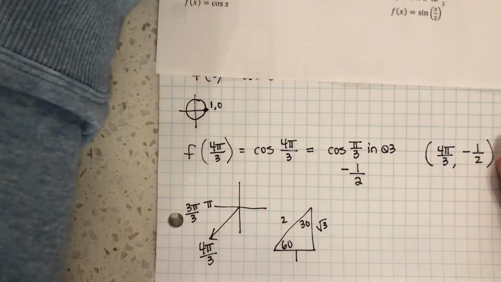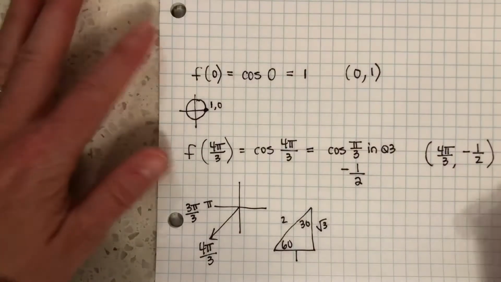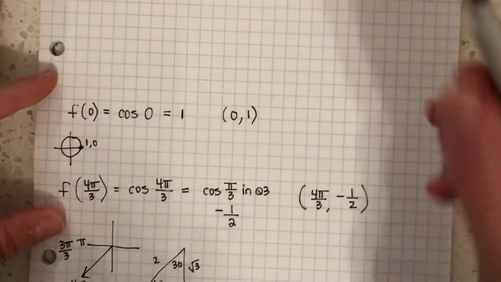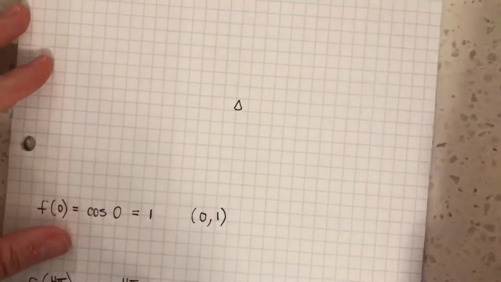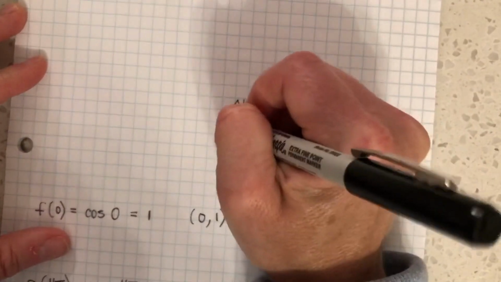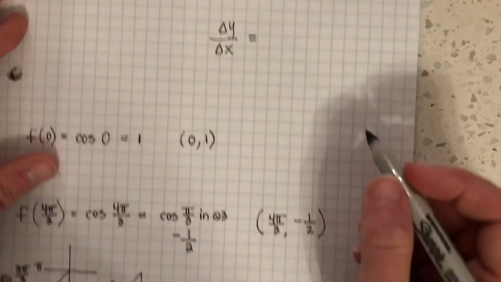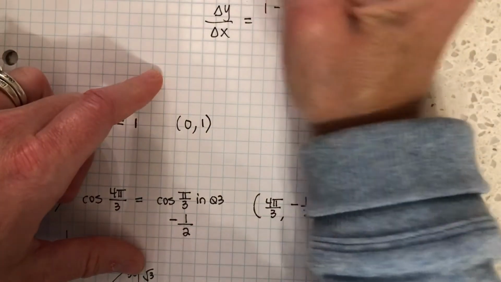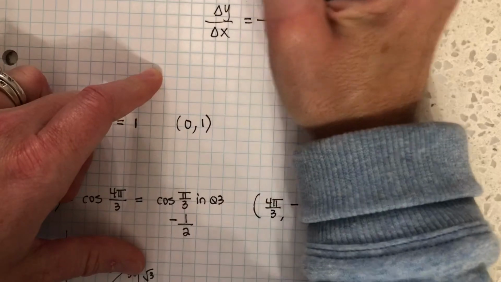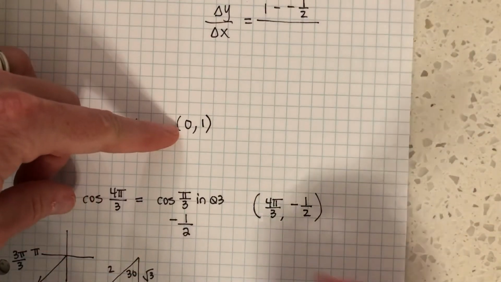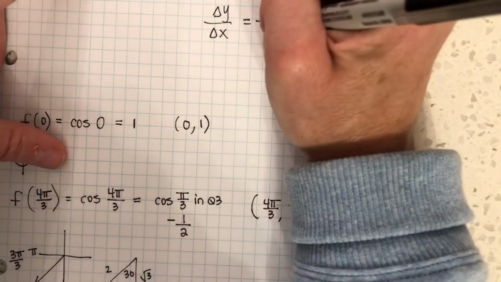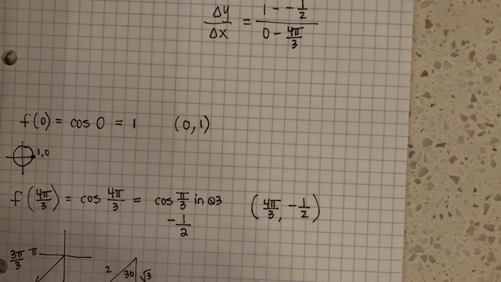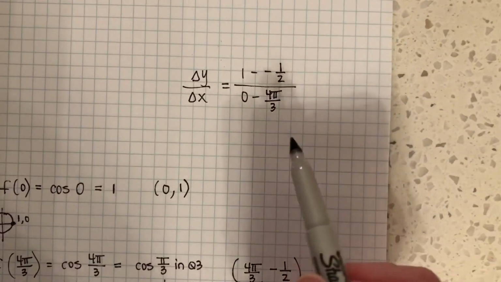All right, so now all you have to do is find change in y over change in x using these two ordered pairs. So change in y over change in x. So change in y would be 1 subtract negative 1/2, over change in x would be 0 subtract 4 pi over 3. And now your average rate of change is going to be weird. Look at the numbers you're working with, right? Oh, sorry, I wasn't on camera.